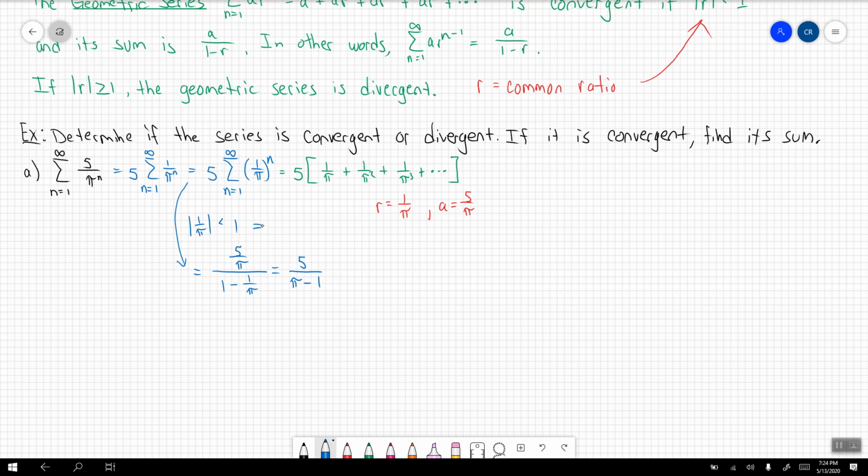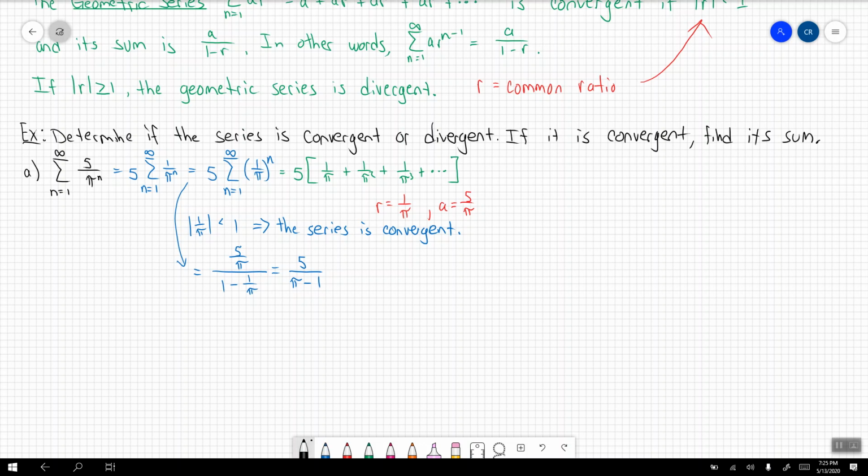So, is it convergent? We could say from here that the series is convergent. And why is it convergent? It's convergent because the absolute value of the common ratio is less than 1, which means we have a convergent series, and we found its sum, which is really awesome. That's number 1. All right, so let's go on to a second example.